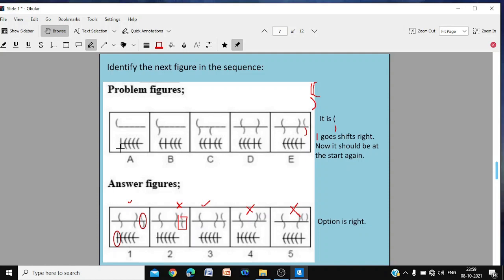Now, let us see the bottom figure, we have a straight line followed by an arc. And the straight line is moving forward one step at a time. Now it has moved to the extreme right. It was at the extreme left. It moved one step forward, 2 steps forward, 3 steps forward, and ultimately extreme right. So again it should come back to the starting point. And here is the figure where you have the straight line coming back at the starting point. So 1 is the correct option.